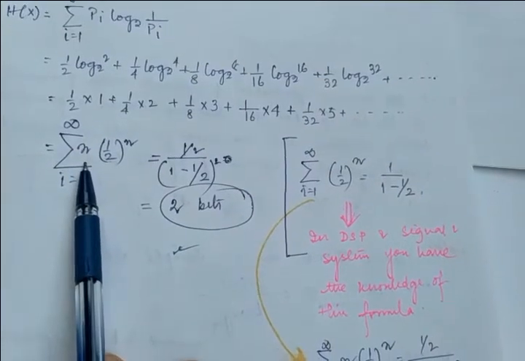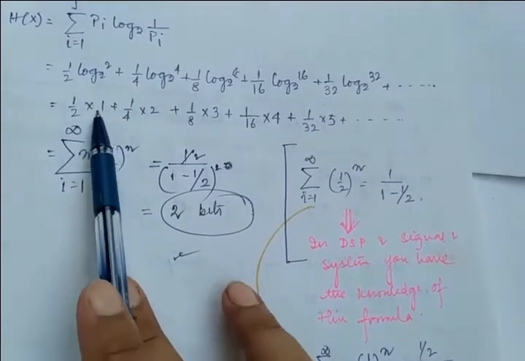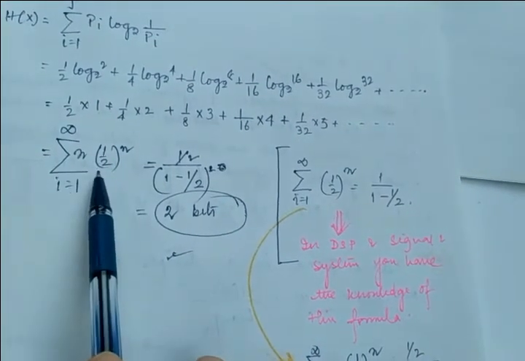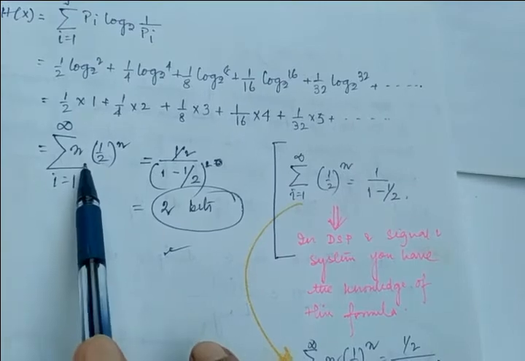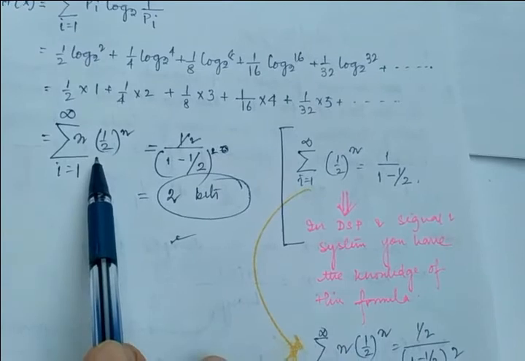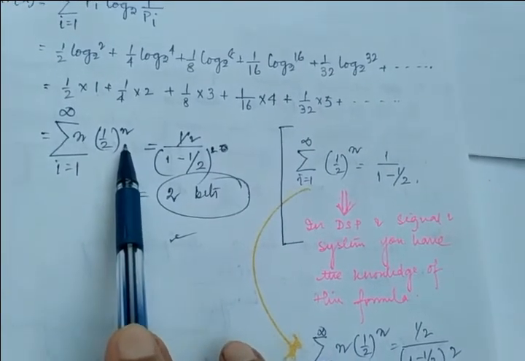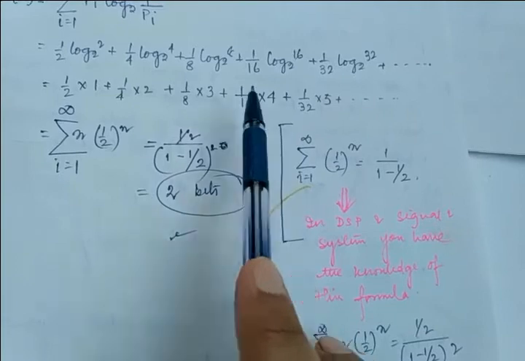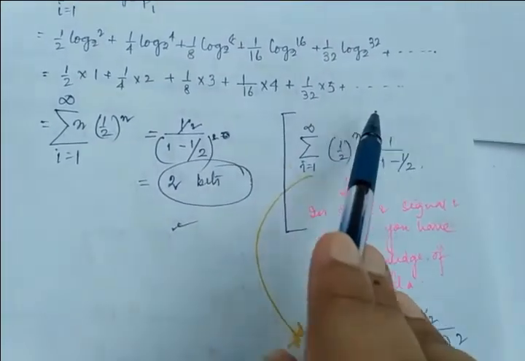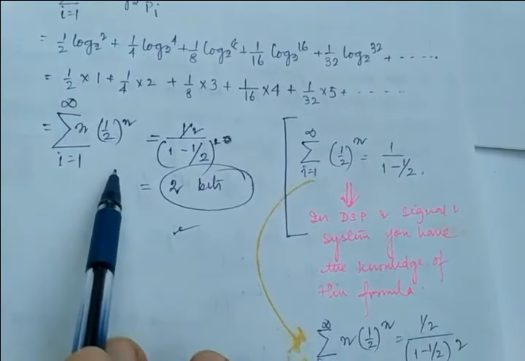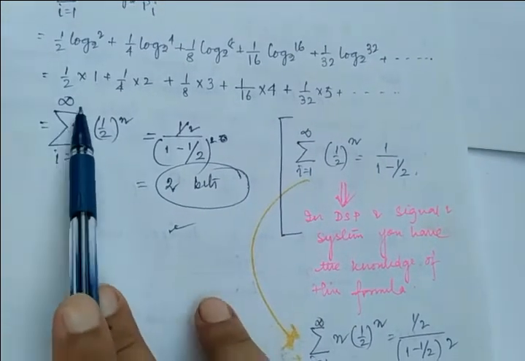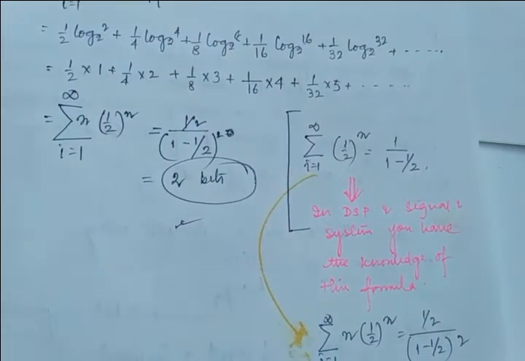If n equal to 1, then this will be 1 into 1/2, just the first parameter. Then n equal to 2, this will be 2 into 1/4, second parameter. n equal to 3, 3 into 1/8, third parameter. n equal to 4, 4 into 1/16, fourth parameter. n equal to 5, 5 into 1/32, fifth parameter, and so on up to infinity. So we can make a series, and the limit will be i equal to 1 to infinity n into (1/2)^n, right?